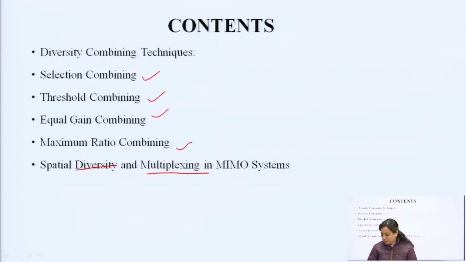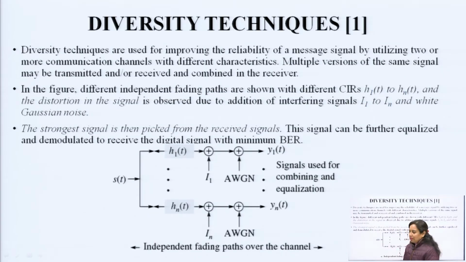Diversity techniques are used for improving the reliability of a message signal by utilizing two or more communication channels with different characteristics. Multiple versions of the same signal may be transmitted or received, and these are combined in the receiver. In case of multipath propagation, all the signals received at the receiver will be delayed by some amount of time, and different versions of the signals will be received.